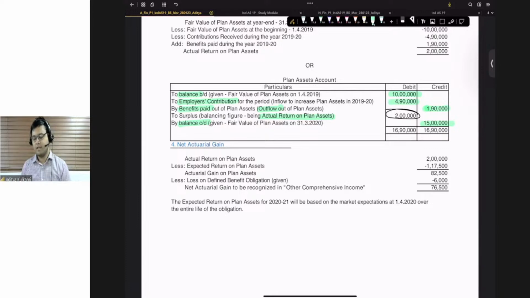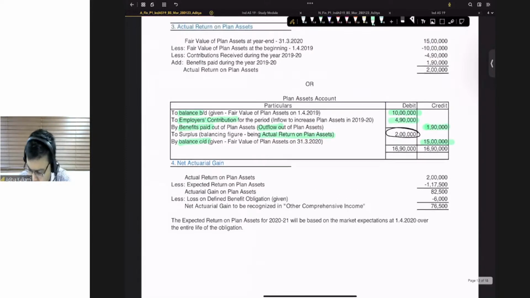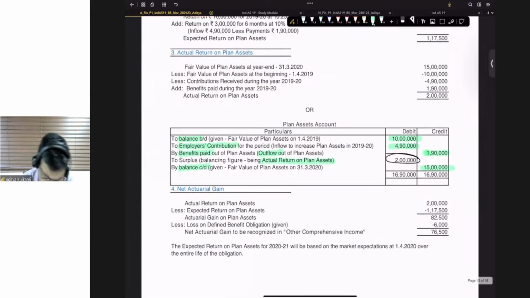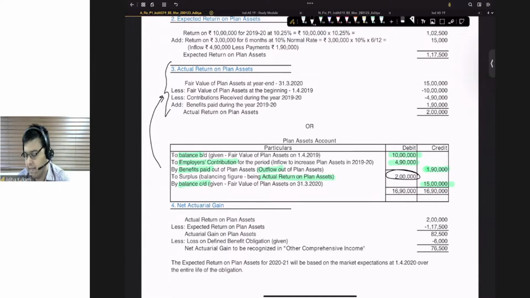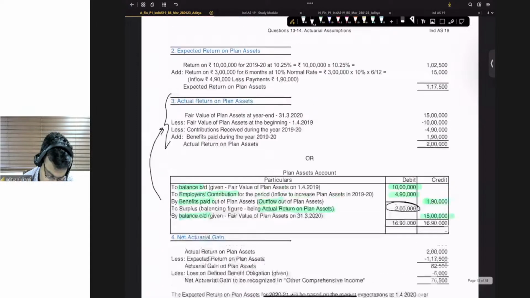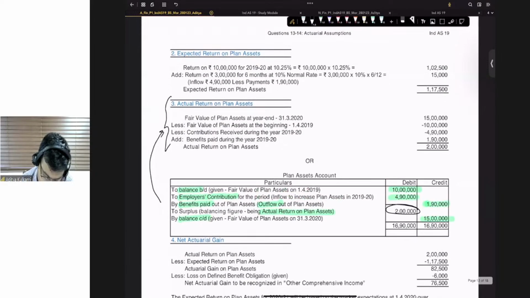Is it okay? Is it fine? Is it clear so far? So this is nothing but in a statement form. If I present it, it will look something like this. Can you give me a go ahead? Yes. Shall we proceed further?